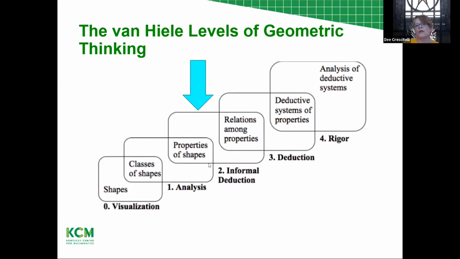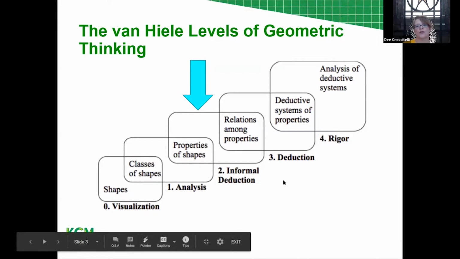We want students to own these properties, but then they're starting to think about the relationships among the properties, and we start to lean into informal deduction. So we want to know, for example, if a quadrilateral has 4 right angles, it also has diagonals of the same length. And it's not a thing we're memorizing, it's a thing that we understand. If these things are true, then these other things must also be true. And thinking about that informally, not in terms of real geometric proof just yet.